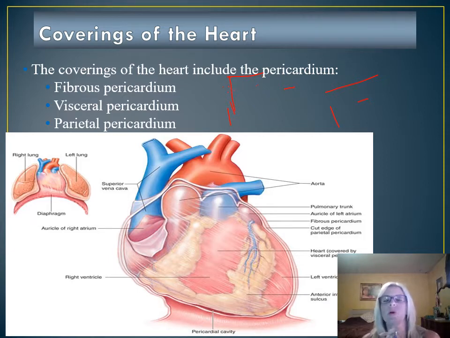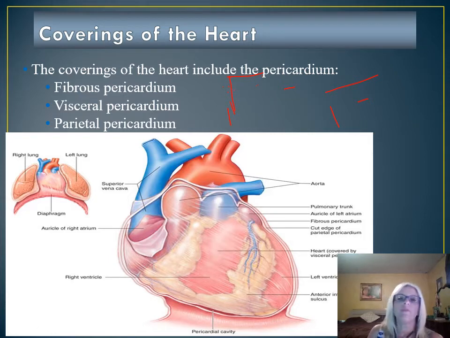Visceral and epicardium, and this is going to be the innermost layer, the nearest the viscera. Remember, visceral is always deep within. Epi means above, so it is just above the actual tissue of the heart. So that is the visceral or the deepest layer. And then the parietal pericardium is in the middle layer.